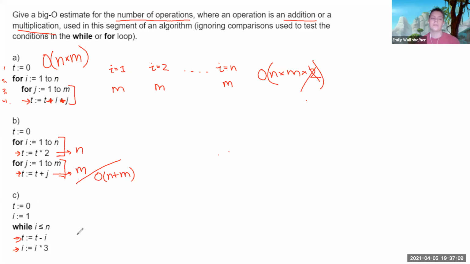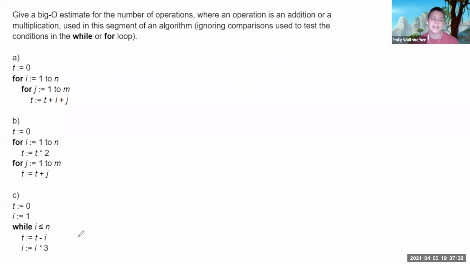Okay, last one is C. This one's a little bit weirder because the counter I increments by a multiple of 3. We're no longer doing I plus 1 each time. So this while loop does not run n times. Even though it looks like maybe it should, it doesn't. So we need to figure out how many times this while loop is running. And to do that, I like this chart to start with. I'm going to make a list of the value for I and the number of times we go through the loop for that value.